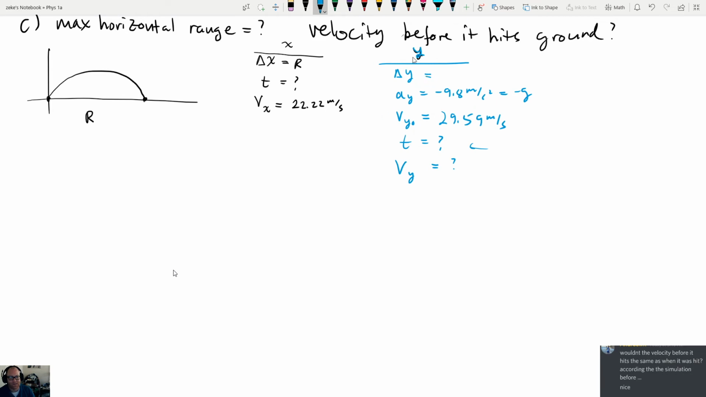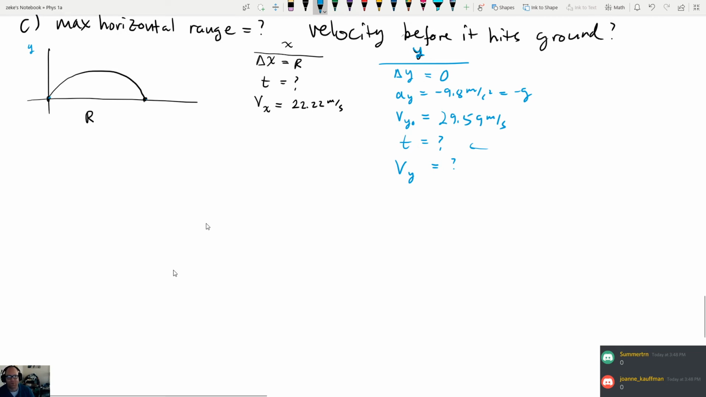So the first thing to ask is, what is delta y going to be when an object is launched and then it lands at the same elevation that it launched at? What's the change in the y-coordinate if this is the y direction? It's 0, right? That's right. Good job. So if it starts off at 0 and it ends at 0, delta y is just 0 minus 0, which is 0.